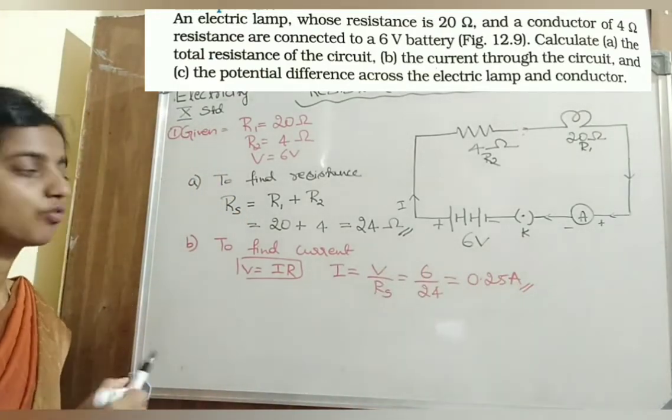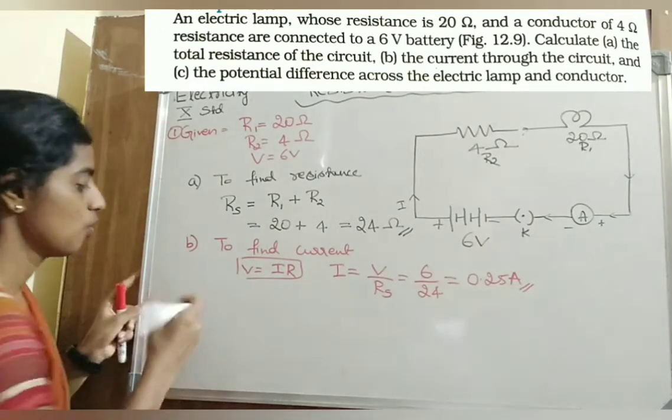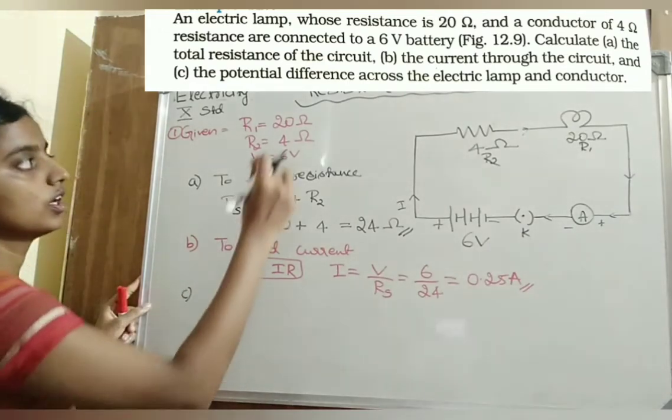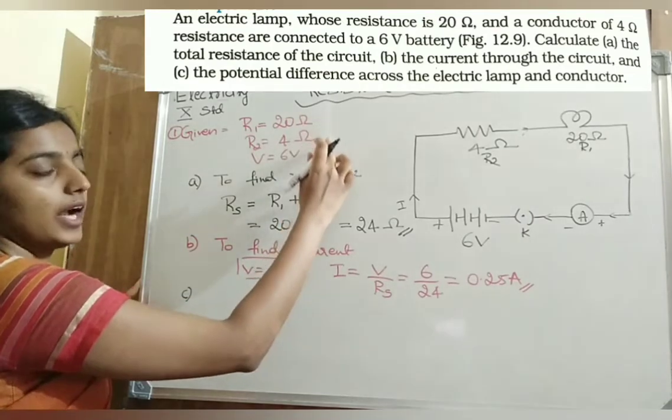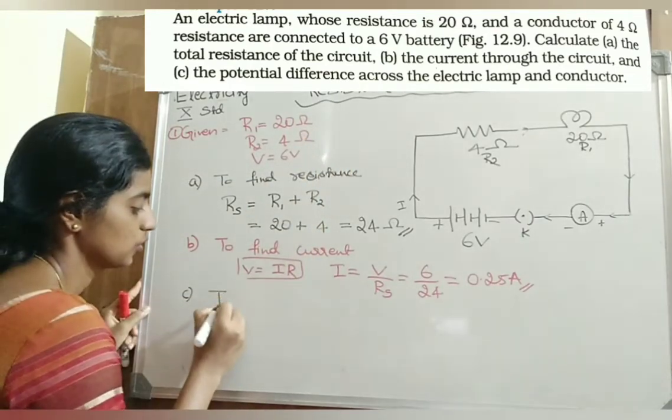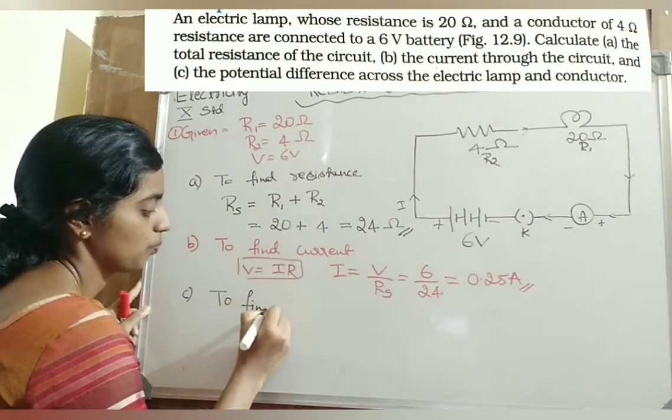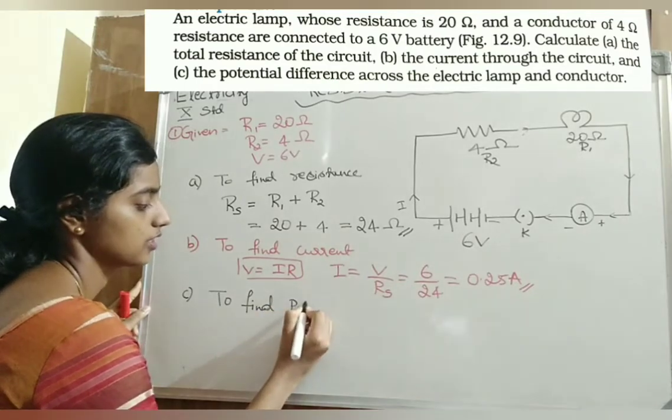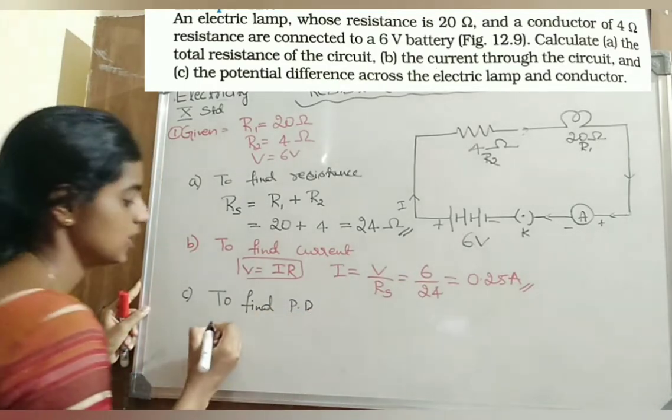Now let us go for the third one. Third one is what? Potential difference of lamp separately and conductor separately. To find potential difference, first let us find for the lamp.